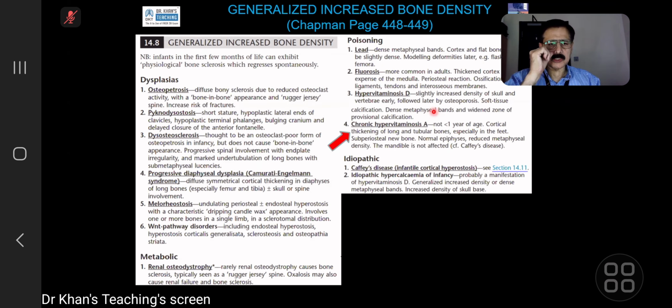And please remember in your book, in the pediatric part, it is given there, generalized increased bone density 14.8. And it is chronic hypervitaminosis A. So you don't see it less than 1 year of age. Remember this. Cortical thickening of long and tubular bone, especially in the feet. So that is very common in the feet. Subperiosteal new bone formation, normal or reduced metaphyseal density. The mandible is not affected, but it is generalized increased bone density.